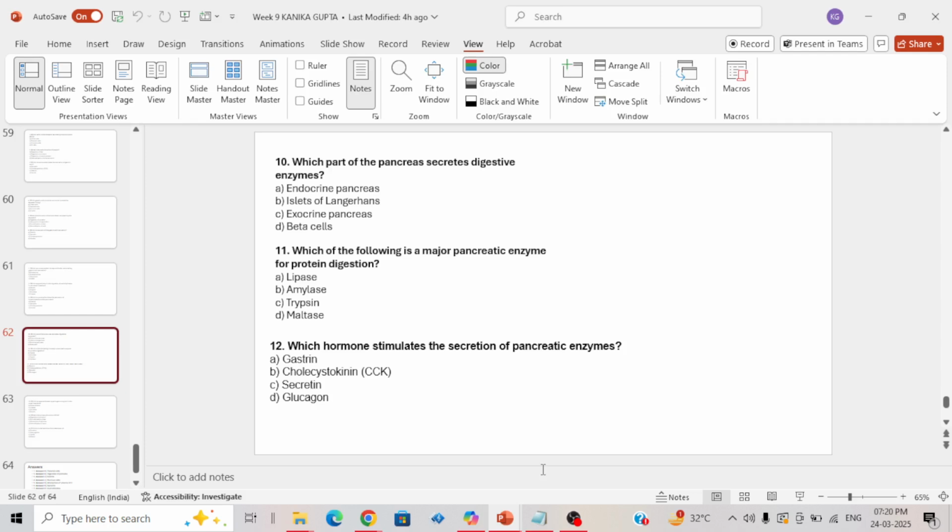Which of the following is a major pancreatic enzyme for protein digestion? Which one is it? Trypsin. Which hormone stimulates the secretion of pancreatic enzymes? It is CCK. Perfect. So these were the questions that I have brought.